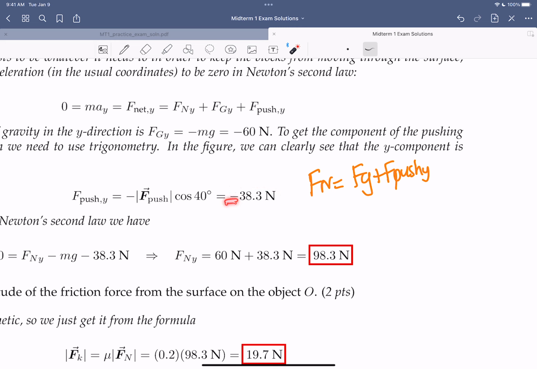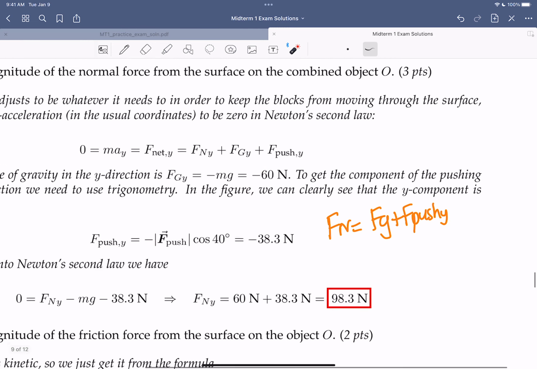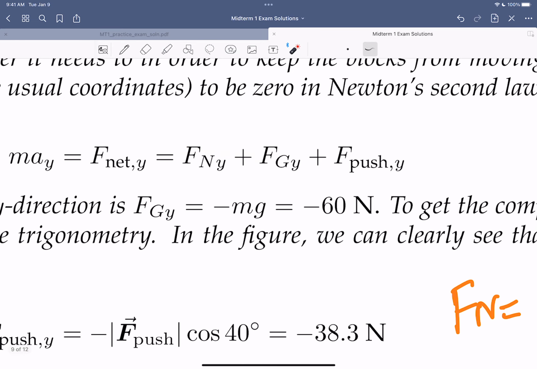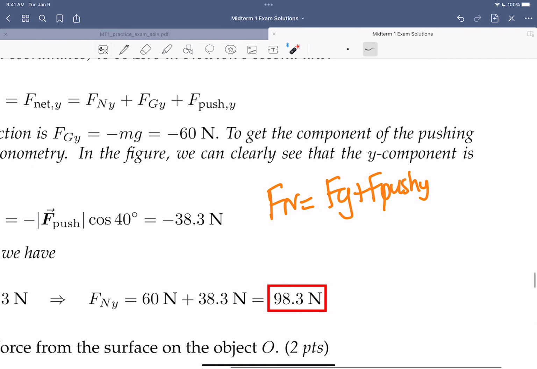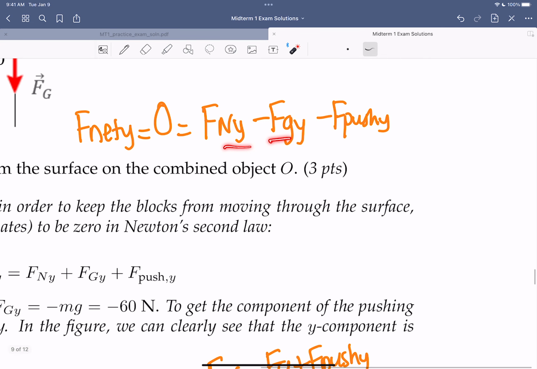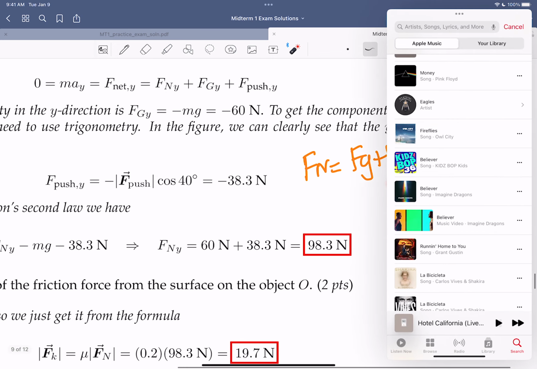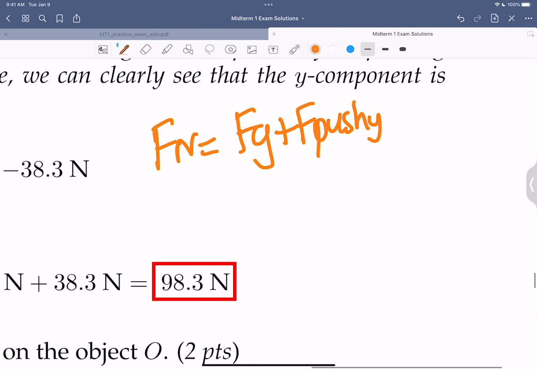The reason why they have negative here is because they didn't integrate direction directly into the problem. So they have to assign a negative and then plug that negative back in, because that way if they have a negative 38.3 that they plug back in, they can add it and it becomes positive 38.3 on the left hand side. And so I just did Fny minus Fgy minus F push Y, so that I can just put in the magnitude 38.3 and add that over, and that's automatically 38.3 right there. So I know that Fn is equal to Fg plus 38.3 for F push Y.